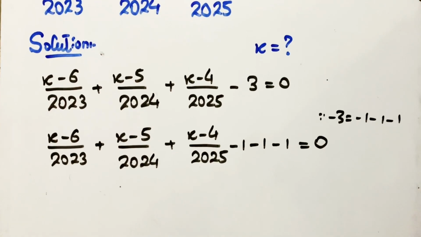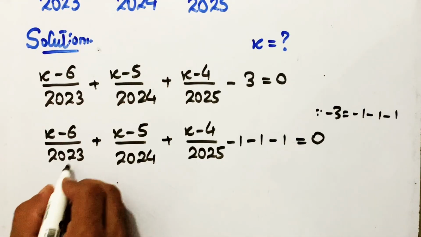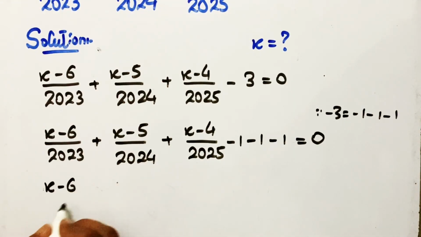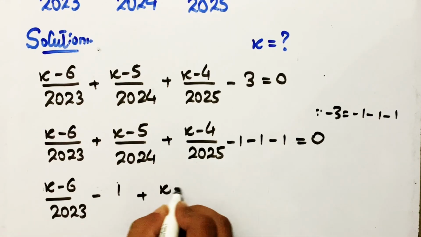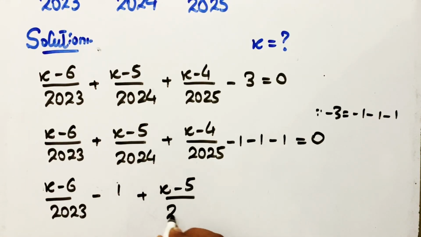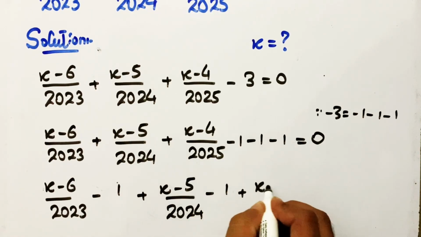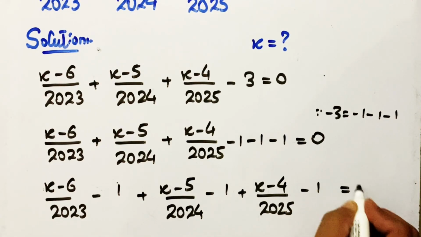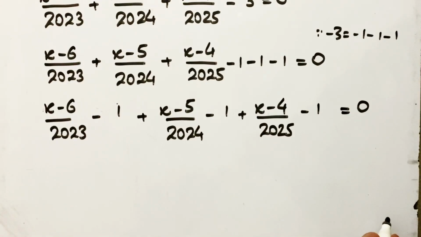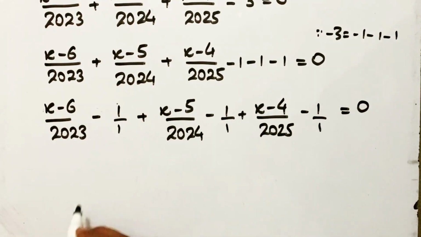Next, if I rearrange this equation, it becomes (x minus 6) divided by 2023 minus 1, plus (x minus 5) divided by 2024 minus 1, plus (x minus 4) divided by 2025 minus 1, that is equal to 0. Now if I take the LCM here, the remainder is 1 each.